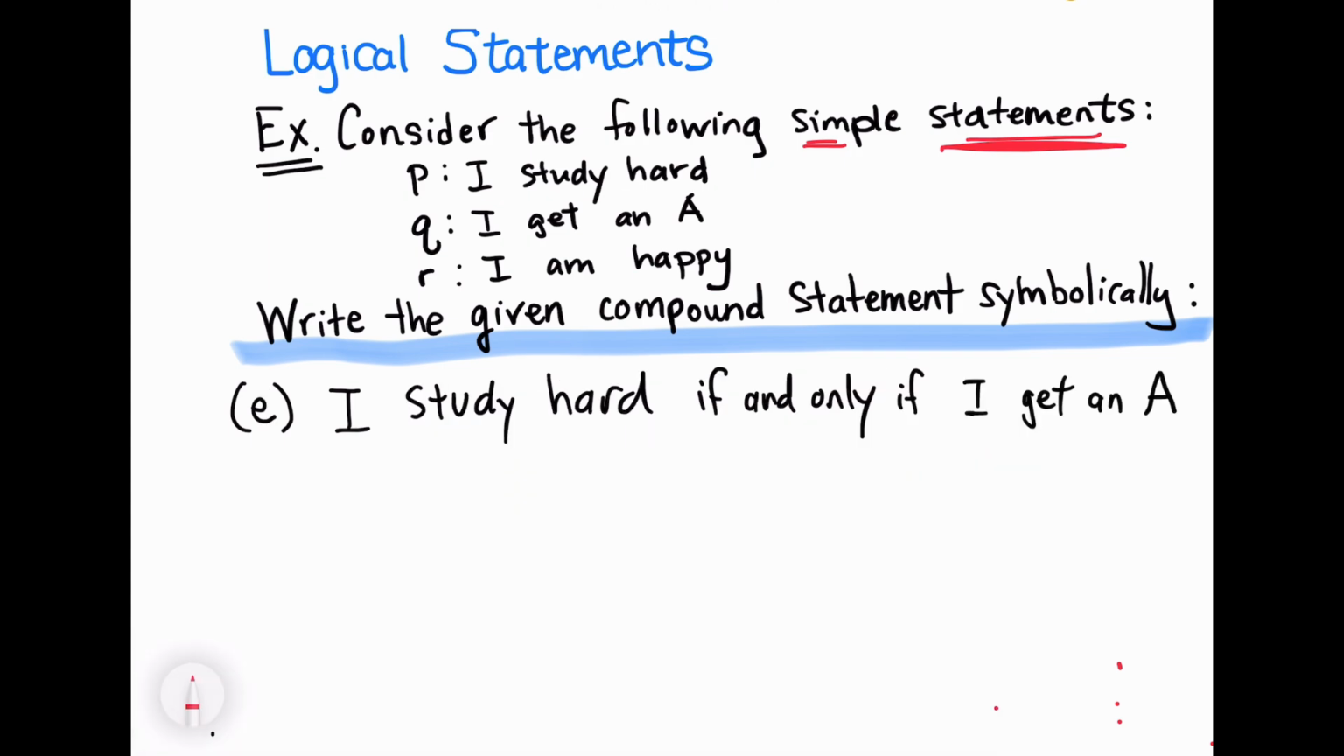For part E, the compound statement is "I study hard if and only if I get an A." Basically what this means is that I study hard implies, so if I study hard, then I get an A, and it also implies that if I get an A, then I studied hard. So this is what we call a biconditional. The arrow works both ways. We write this as P if and only if Q. So it's the double arrow.